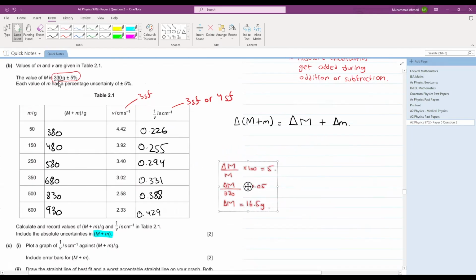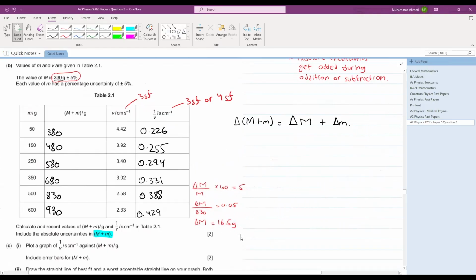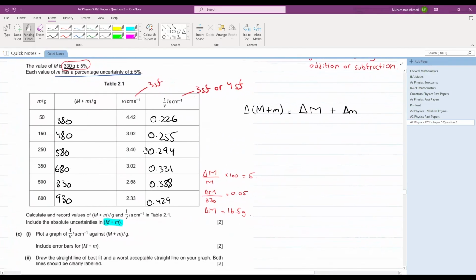This will remain constant throughout. Why? Because the value of capital M is remaining constant throughout. What is changing? The value of a small m. And if you realize, a small m also has a percentage uncertainty of 5%. So let's do the calculation for the first row. Perfect. You have already calculated the absolute uncertainty in capital M. Let's put it in a black box here.